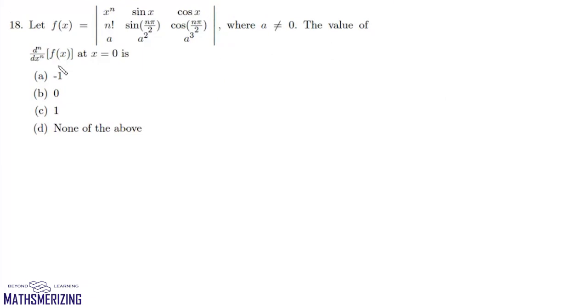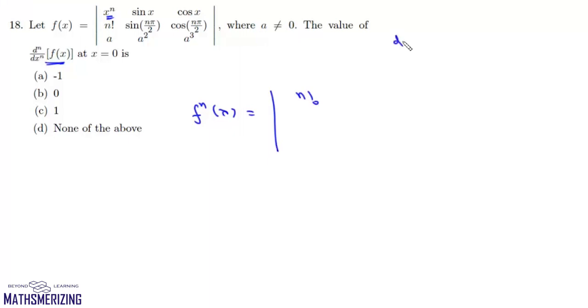We need to find the derivative of this function n times at x equals 0. Now we differentiate this function n times, then here it will be n x to the power n minus 1 for the first time, and then it will be n minus 1, again n minus 1, n minus 2. So we differentiate this function n times, we'll get factorial n here.